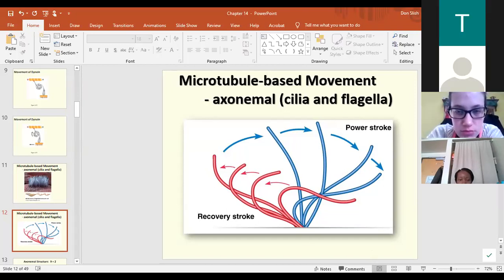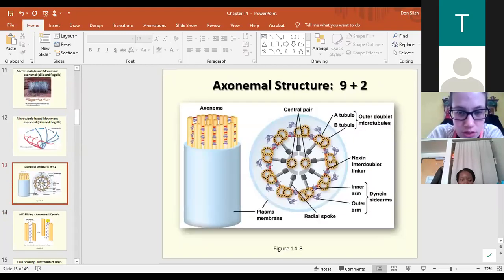Okay, what's next? So here's the structure of the axoneme. Pretty complicated structure, compared to the cytoplasmic microtubules. You've got a central pair of microtubules, which are just single microtubules connected through these proteins in the center. And then on the outside, you've got 9 doublet microtubules. Of each of these doublets, you've got a complete circle for one and a partial circle for the other.